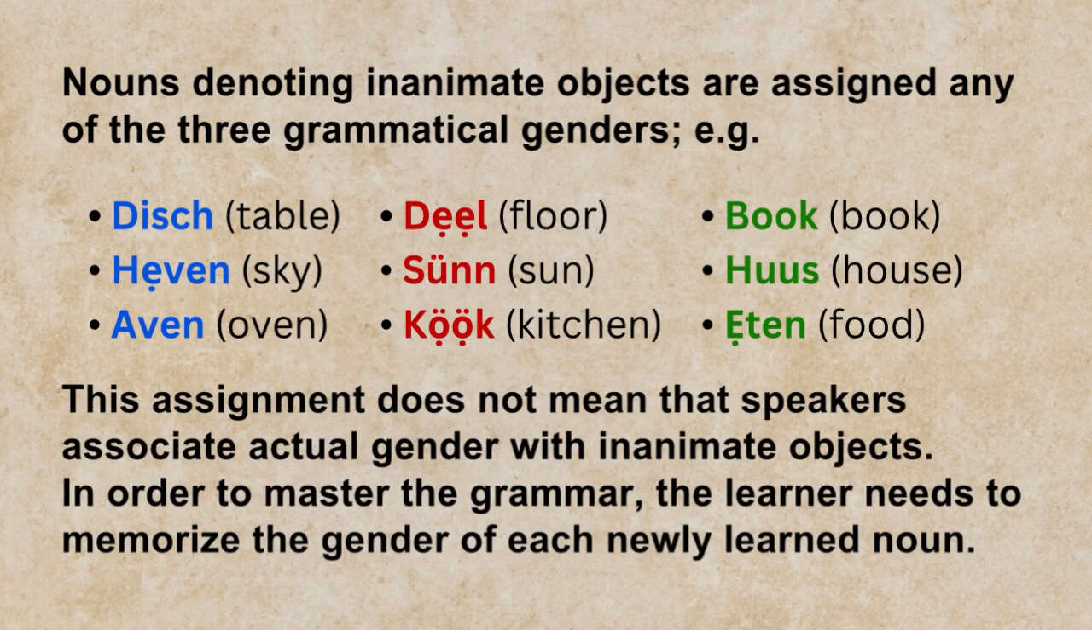Nouns denoting inanimate objects are assigned any of the 3 grammatical genders. For instance, dish, haven, oven, del, zoon, keuk, book, hus, eten. This assignment does not mean that speakers associate actual gender with inanimate objects. In order to master the grammar, the learner needs to memorize the gender of each newly learned noun.